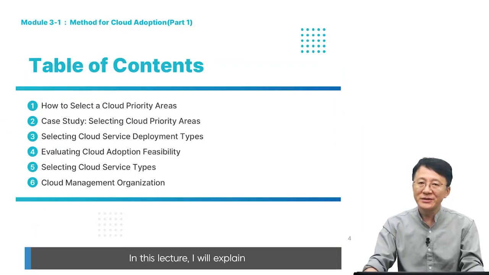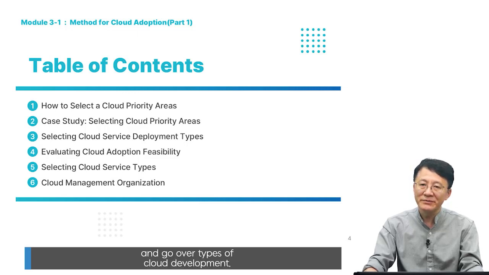In this lecture, I will explain how to select cloud priority targets, review selection cases, and go over types of cloud development. In addition, I will explain how to evaluate the feasibility of cloud adoption, how to select cloud service types, and how a cloud management organization is organized.